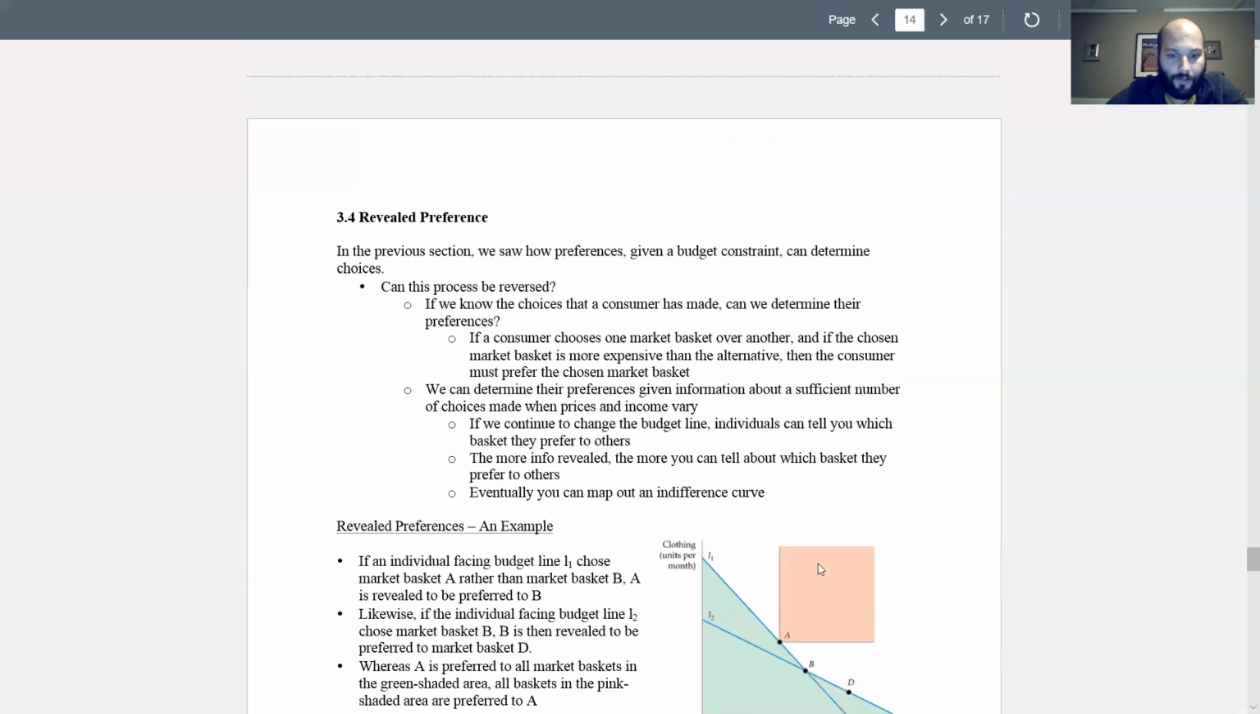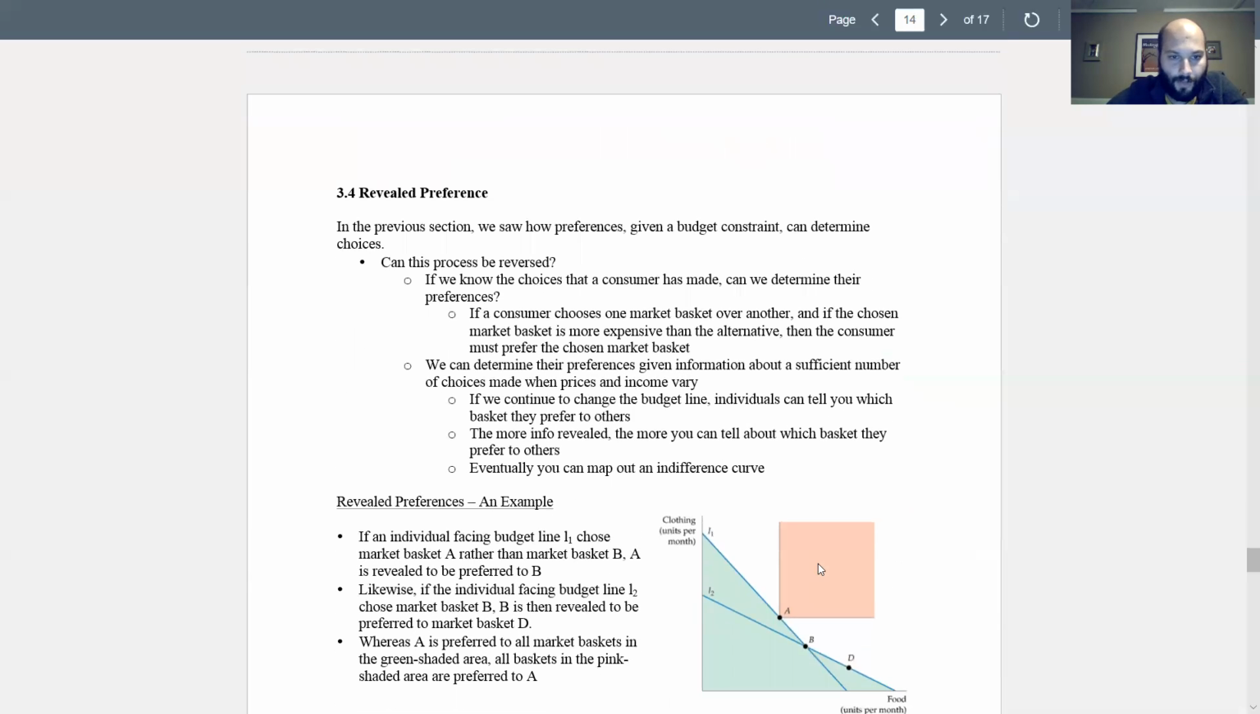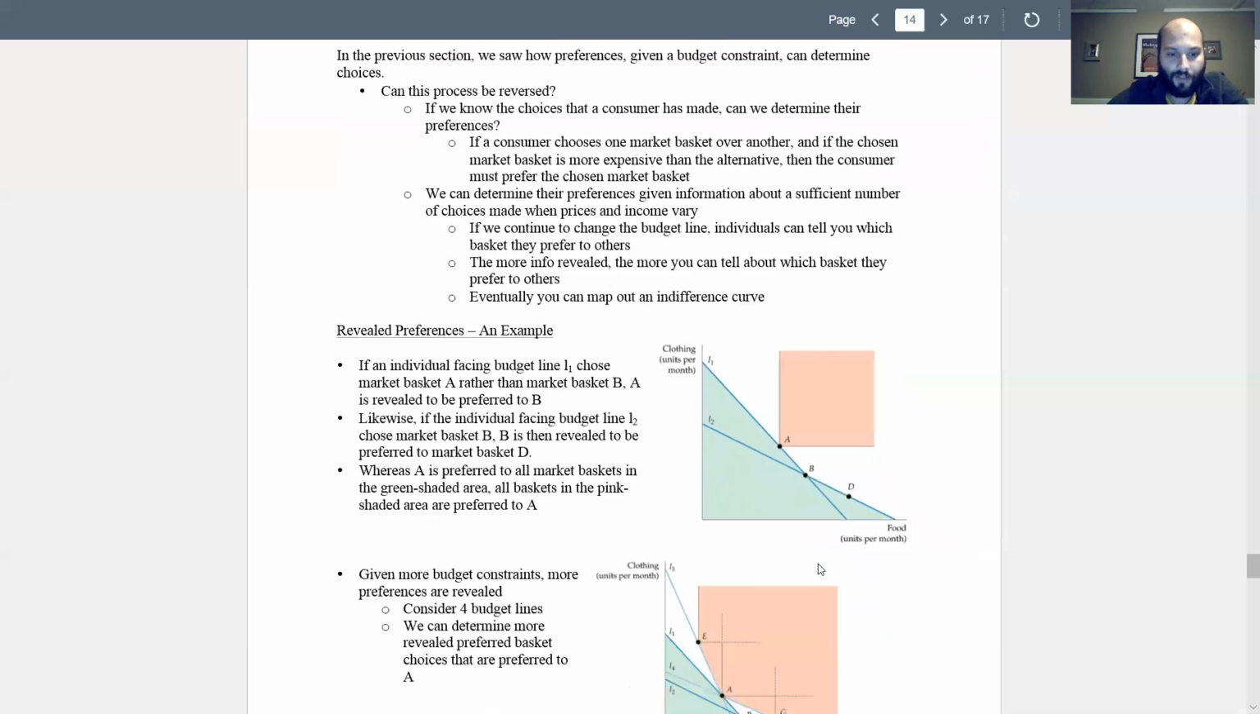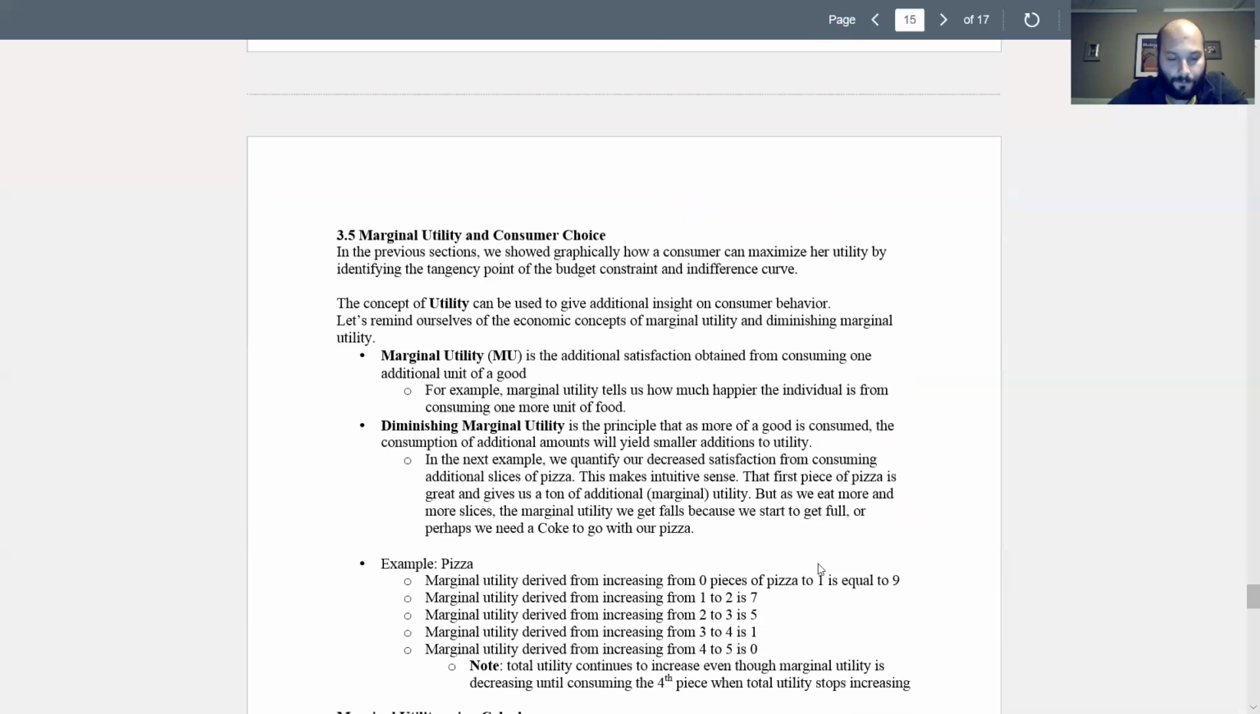There's a section on revealed preference. We're not going to cover that in this class, at least not at this point. We might come back and touch on it at the end when we're doing behavioral theory stuff, but we can leave that out for now.